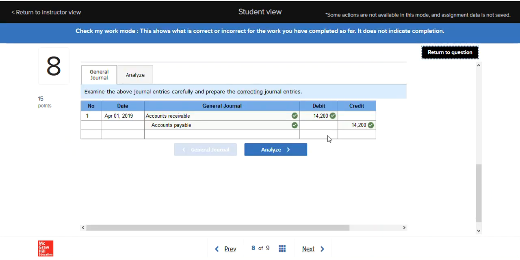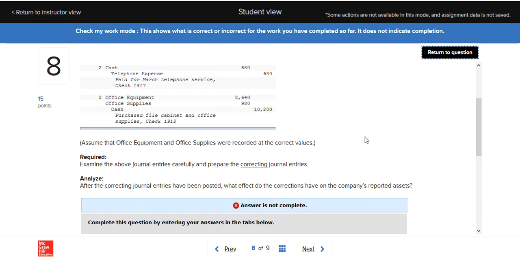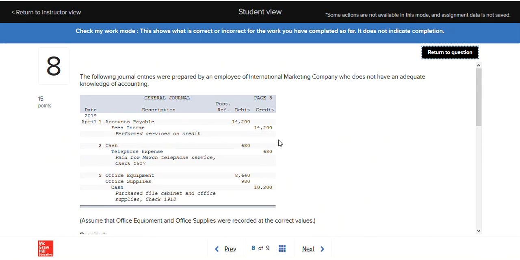Let's just make sure we're on the right track. Yours should look something like that. Note that fees income that was initially credited is correct, so we don't need to touch that. That needs to stay where it's at. We just need to take this amount out of accounts payable by crediting it and turn around and put it into accounts receivable by debiting it.